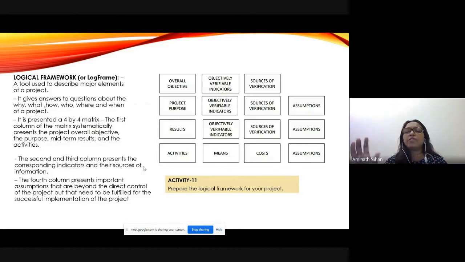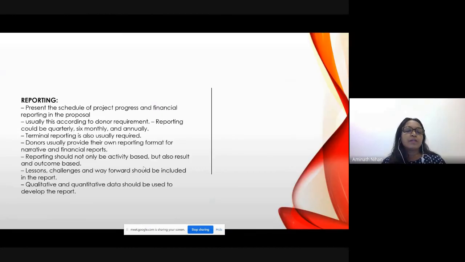Put this on one sheet of paper so that, by looking at it, people can get a clear idea of how your project is functioning. What is the cost? What are the activities? What is the means, and the cost? Okay, right. So that's actually the proposal.